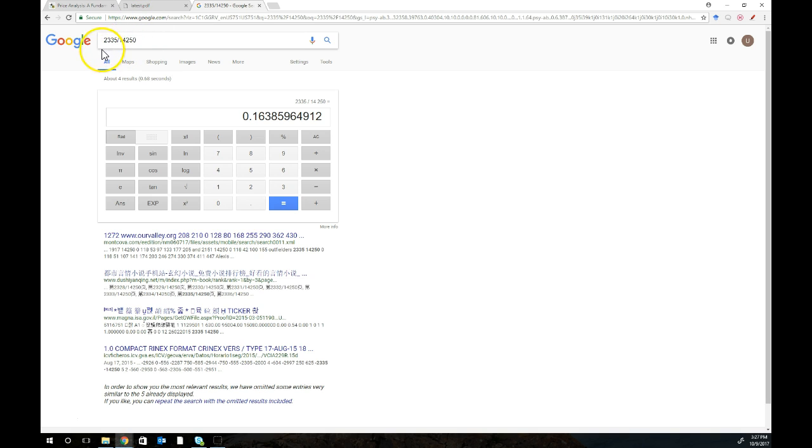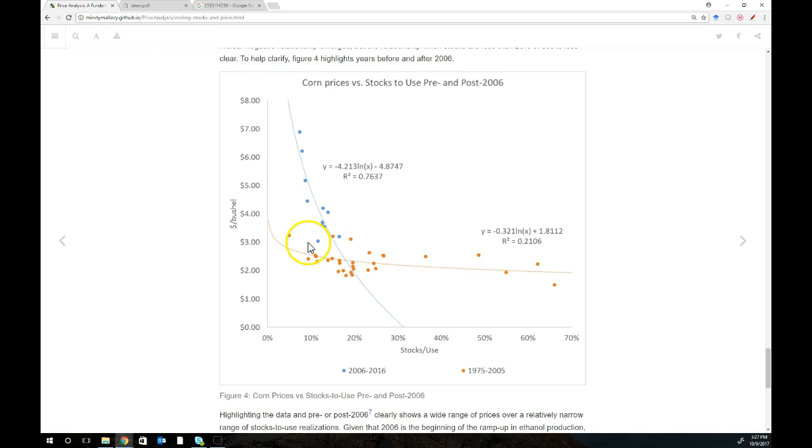Coming over to another browser tab, 2335 divided by 14250, we get a stocks to use ratio of just above 16%. So let's go back to our graph and see what this estimate would look like. 16% would be about right here. We could do this much more carefully in an Excel spreadsheet. And this trend line would predict that we should be below $3 for a season average corn price. Of course, the current market prices are predicting much higher than that.